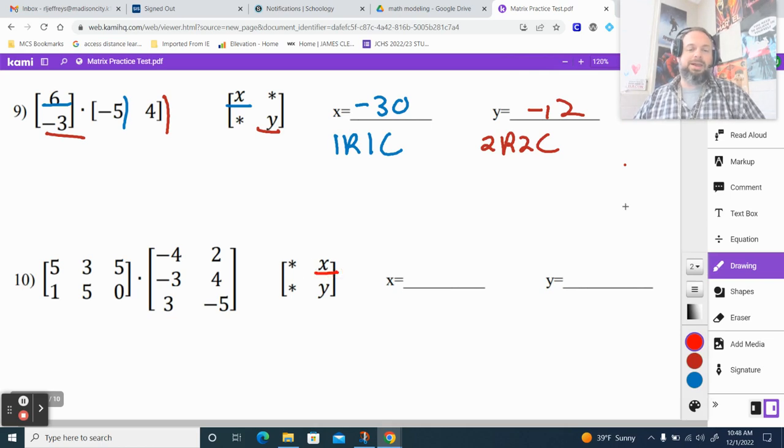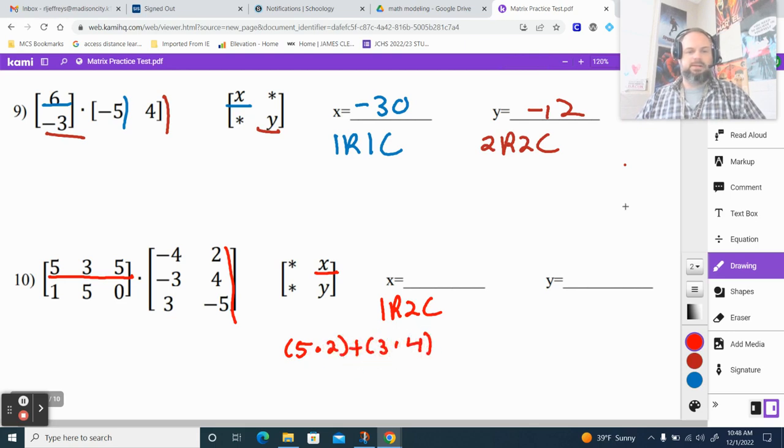So, X is in the first row, second column. This row, this column. Yes, I know y'all love these. It's got these 3 times each other. So this is going to be 5 times 2 plus 3 times 4 plus 5 times -5. 10 plus 12 plus -25. -3.